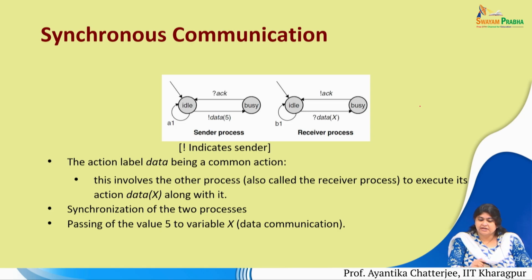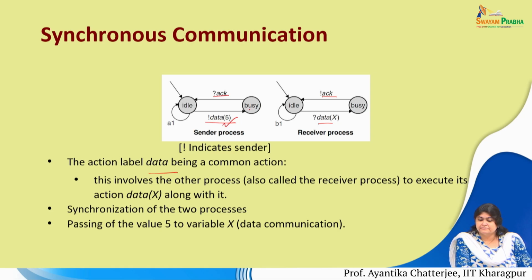Here, if we consider this is the communication and these are the actions defined, the action level data represents a common action. And this data is also taking some parameter, a particular value. As we are mentioning, this action level may not be simple. So, it is taking the value 5, taking that information and changing the state from idle to busy.